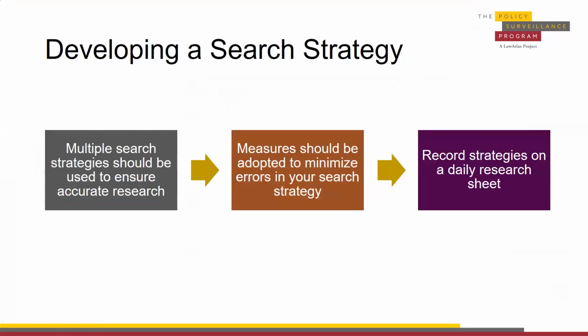As we draft our background and policy memos, we should refine our search strategy and record it. We go into each step in more detail in the following slides, but the three steps in developing a search strategy include using multiple search strategies to ensure accurate research, adopting measures to minimize error in our search strategy, and then recording strategies on the daily research sheet. So let's go through those.